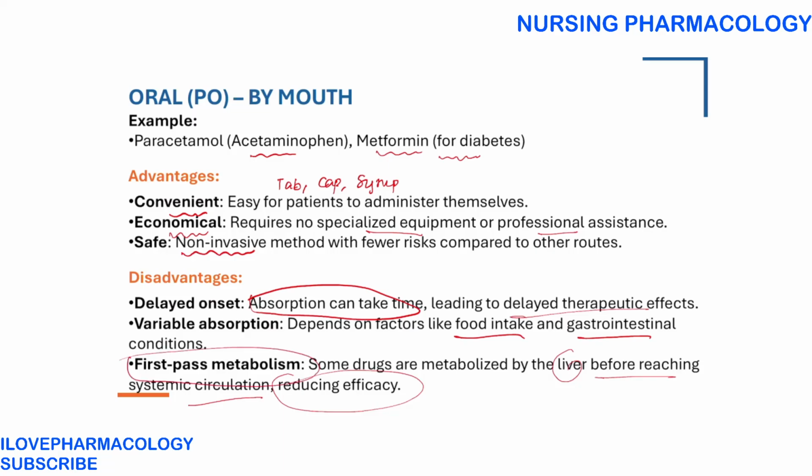If the first pass metabolism is higher, what will happen to the concentration which is reaching the systemic circulation? The concentration reaching the systemic circulation will be very less.